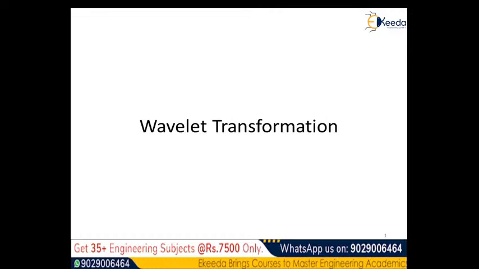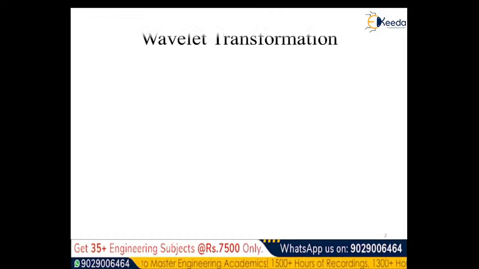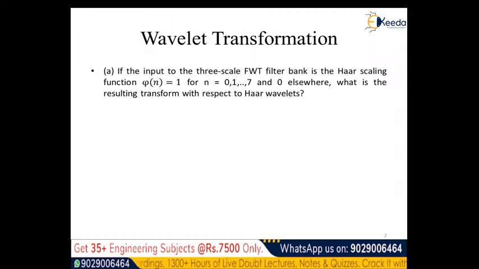So let us have one sample problem based on the wavelet transformation to practice. Let us have the problem statement. This problem statement has three parts to find the solution for. In the first part, the statement is: if the input to the three scale FWT filter bank is the Haar scaling function denoted by phi of n equal to 1 for the values of n from 0 to 7 and 0 elsewhere, the question is, what is the resulting transform with respect to Haar wavelets?